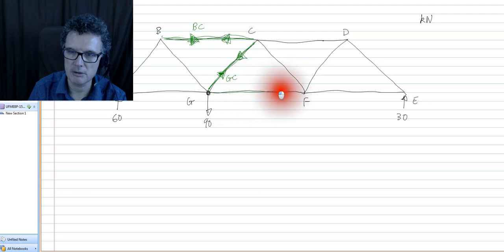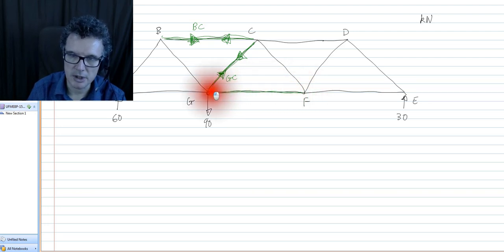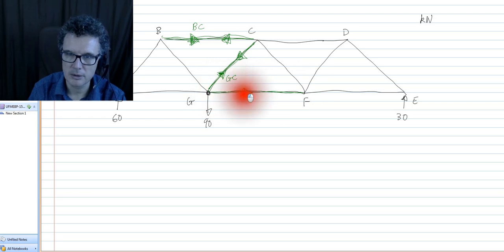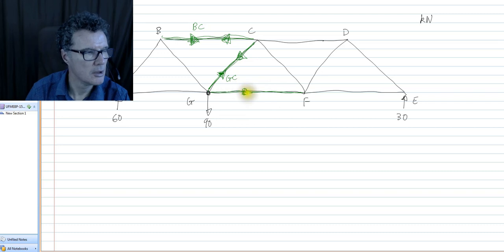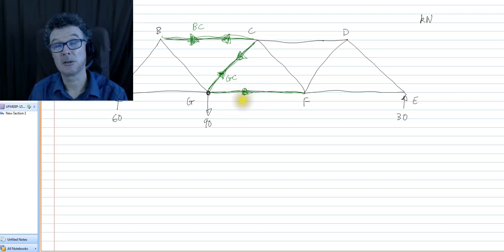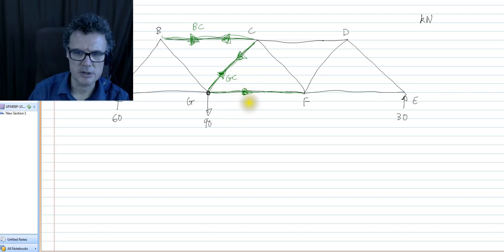So normally I would tackle this problem using method of sections, because I can cut through the framework in one go, and I would only have 3 equations to solve. Using method of joints, however, this is going to take a while. So this is GF.